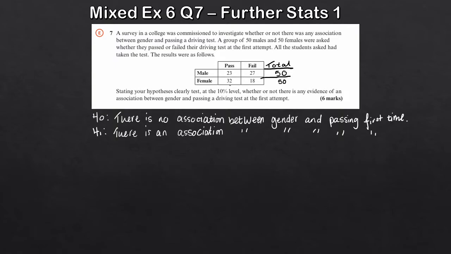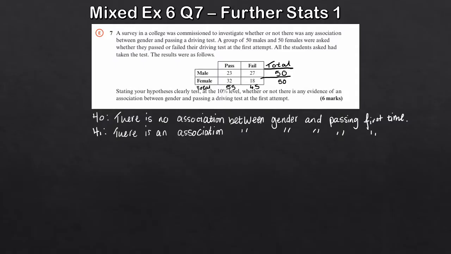Add these together now. 23 plus 32 is the total that passed, so that's 55. And then 27 plus 18, that'd be 45. Again, they should add up to 100 because there were 100 people in the survey. Obviously, we should get 100 here again. So everything's good so far.